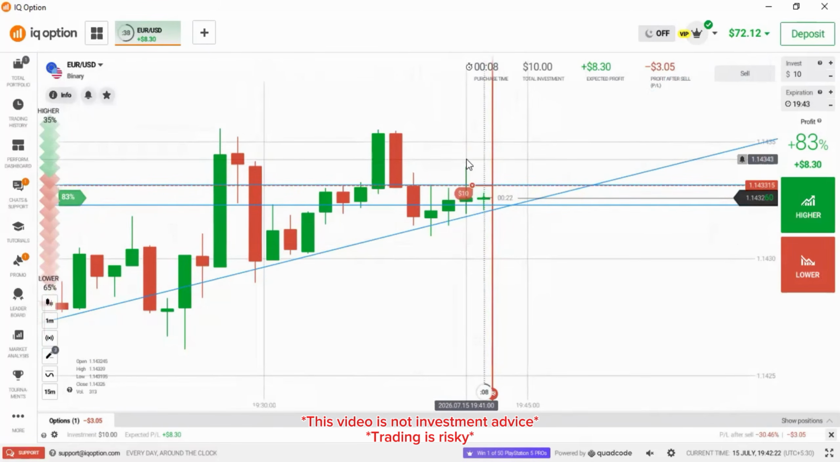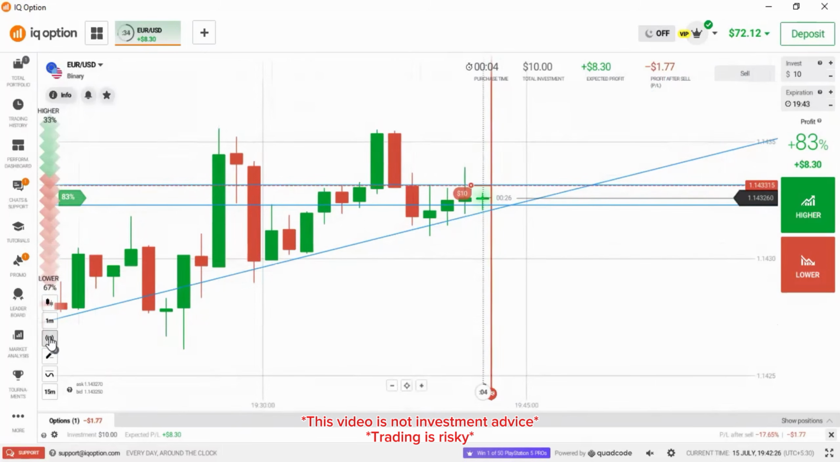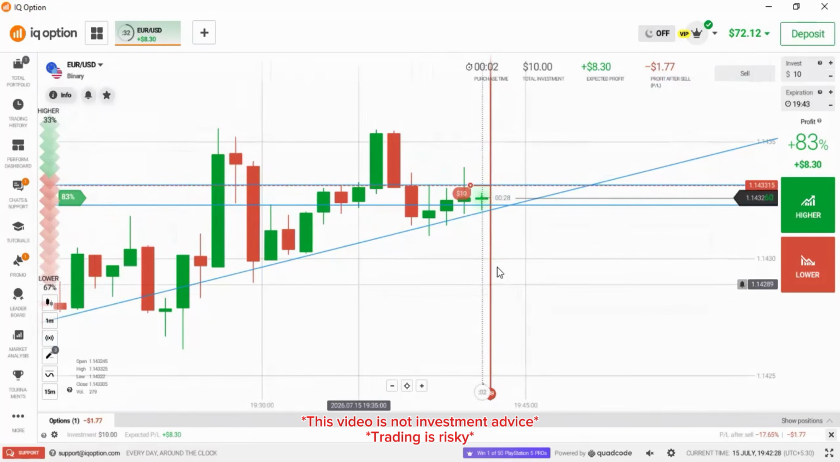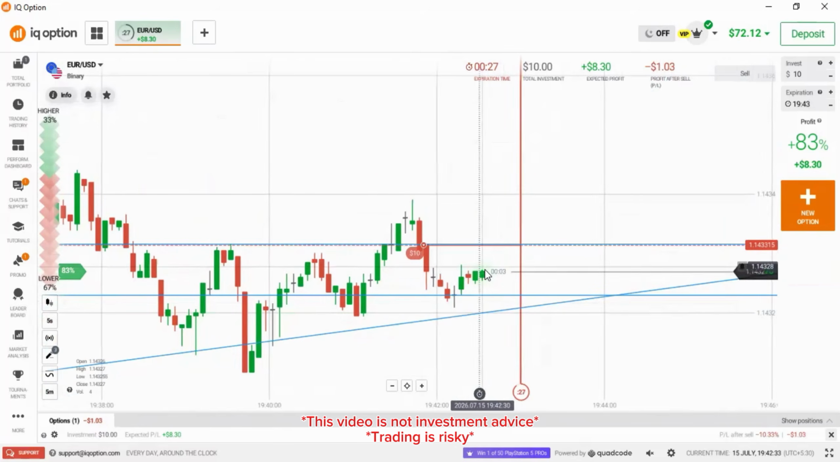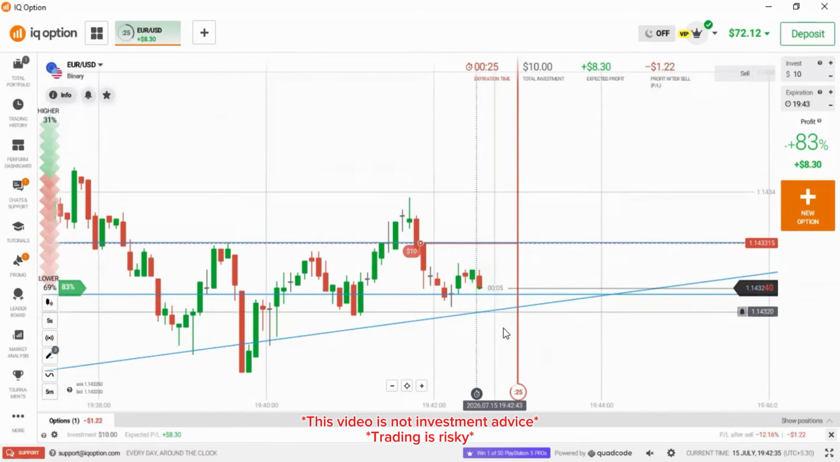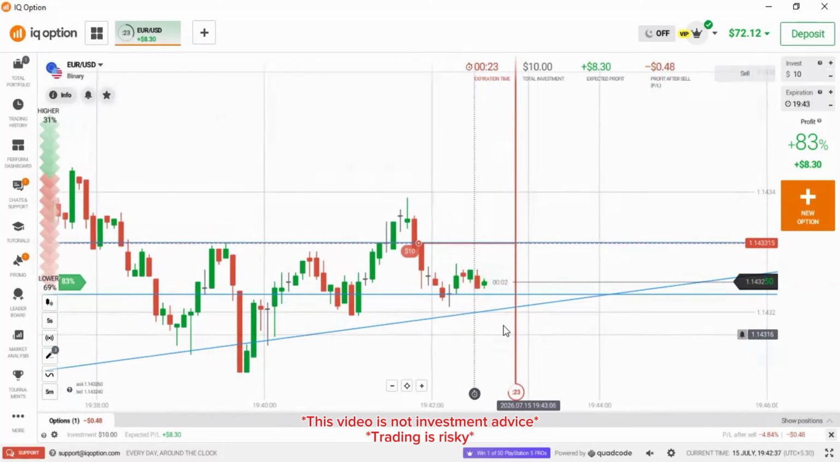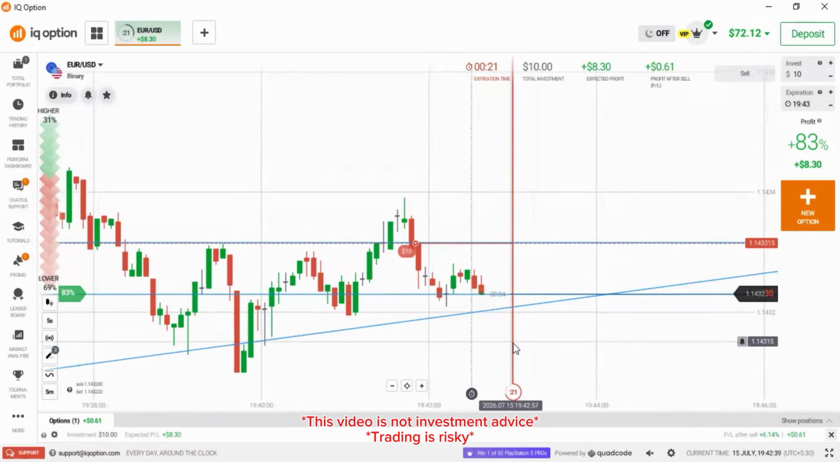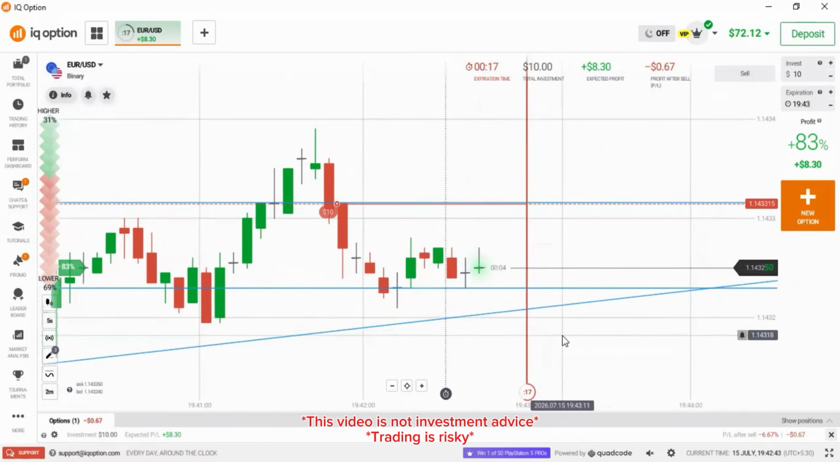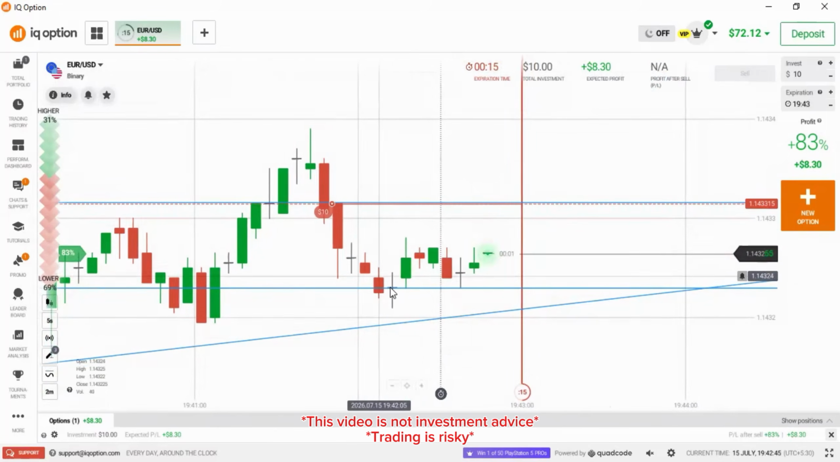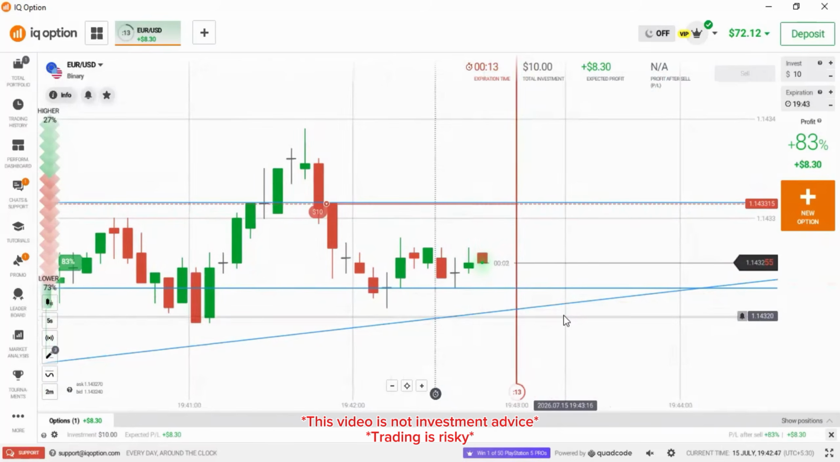So I saw an upper rejection, an engulfing pattern in this candle, which means the sellers are interested in the market. From this point, I can expect a downtrend at least to this point, or at least it may break this level too. That's why I placed a lower option trade here. So you can see already some sellers entered from this point to this point.